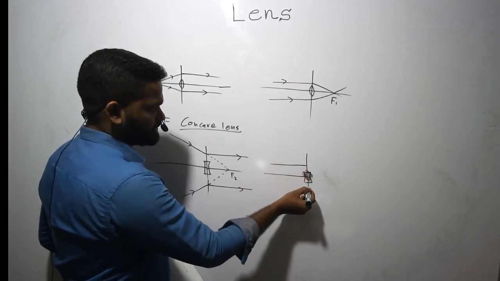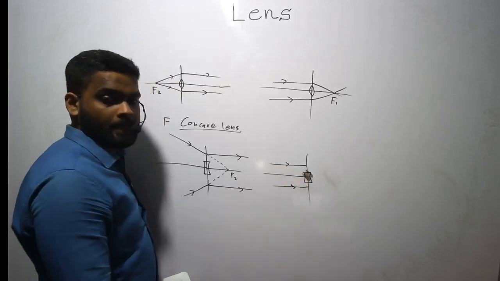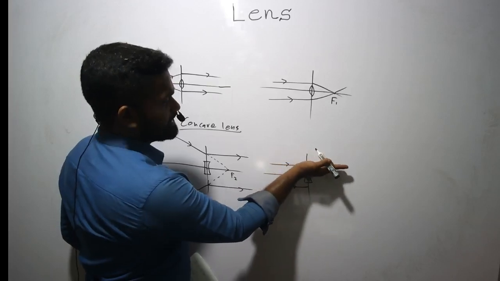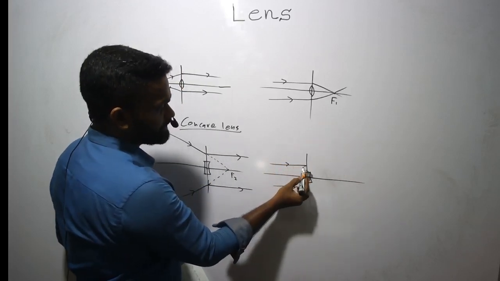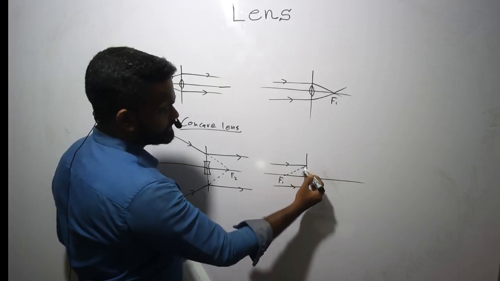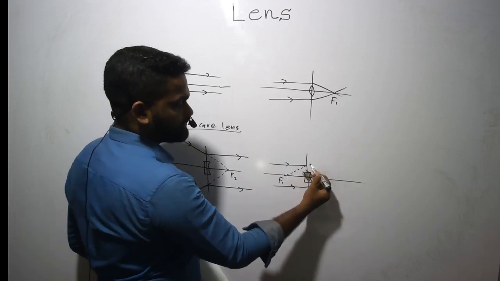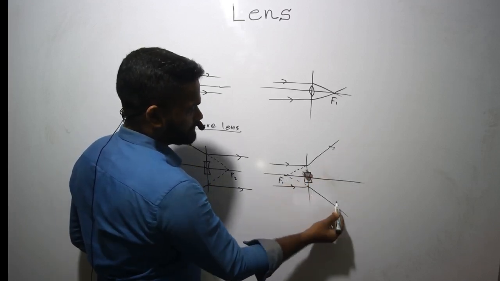So let's see what happens when you send a parallel beam of light. After refraction, it has to bend away from the principal axis. So the primary focus is here. It is as if the light rays are coming out of F1 here as well, right?